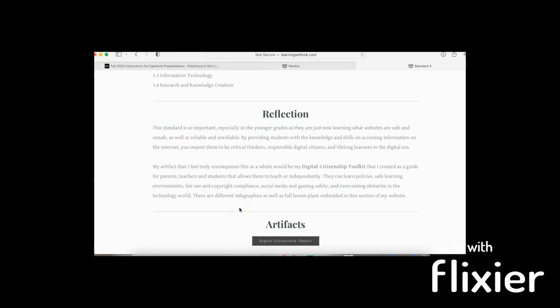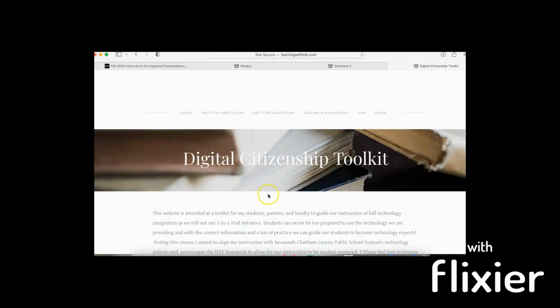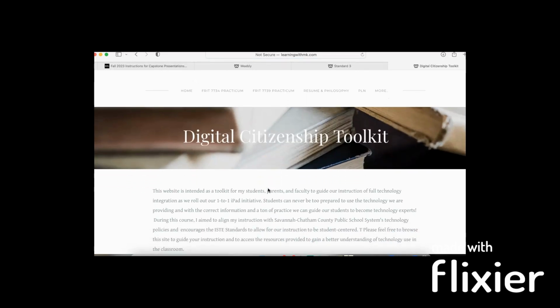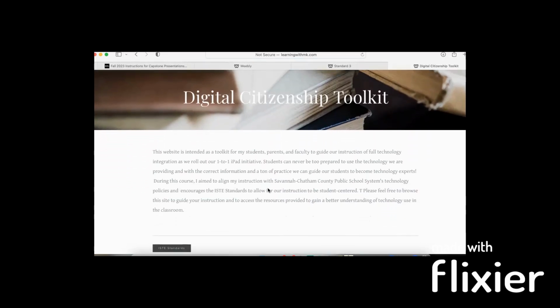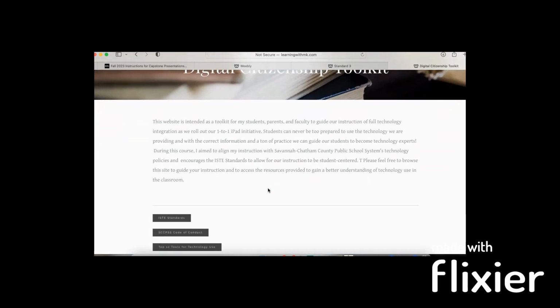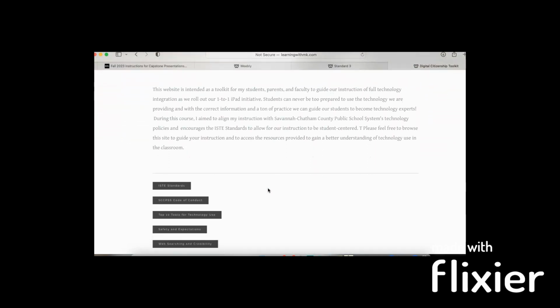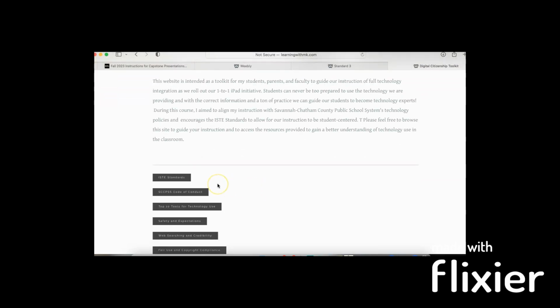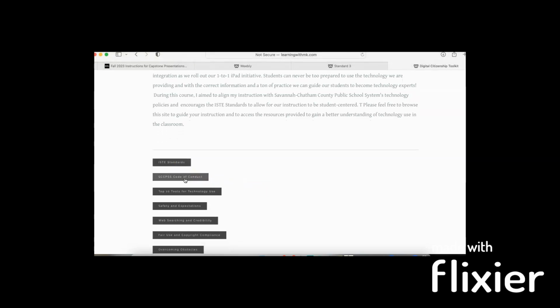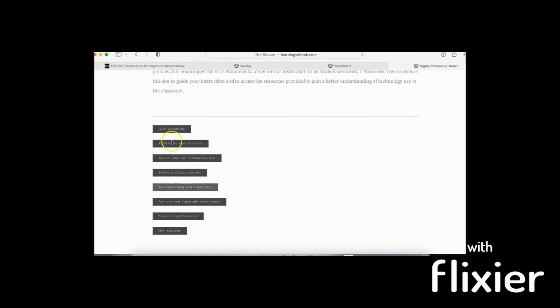Standard 3, Information and Knowledge. For this standard, I created a digital citizenship toolkit. This was created as a guide for parents, teachers, and even students. There are infographics about digital citizenship as well as many lessons available. They can learn about policies, safe learning environments, fair use and copyright compliance, social media and gaming safety, as well as overcoming obstacles in the technology world. There are multiple links for each of these things.